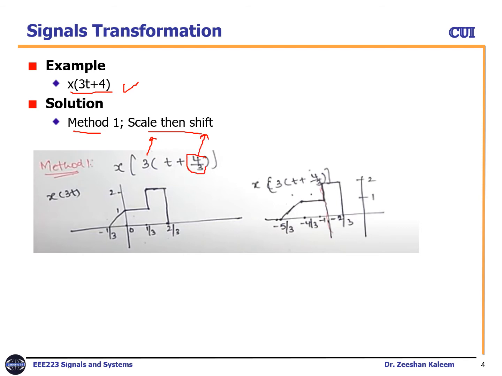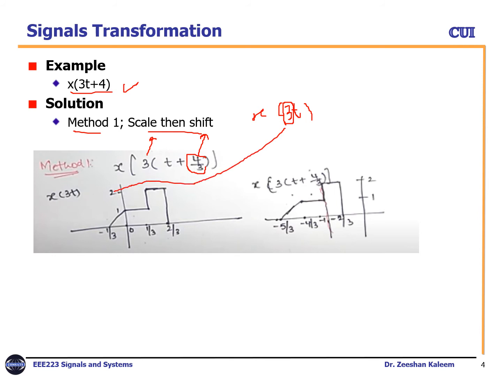So first we will do the scaling. So x of 3t scaling means that for the given signal on the previous slide, we have a minus 1 here. As we discussed earlier, if we want to do x of 3t like this one, what we will do? We will divide the given signal by 3 to get the compressed version of the signal.